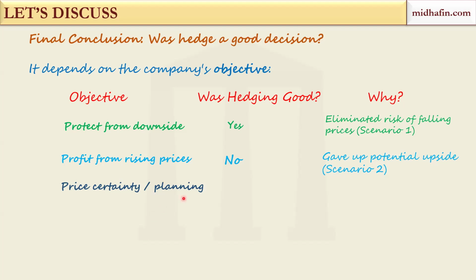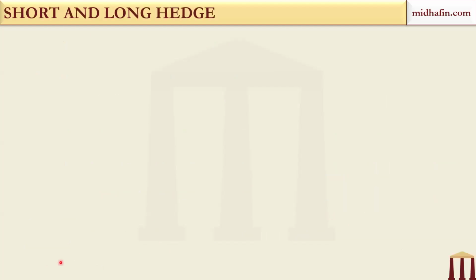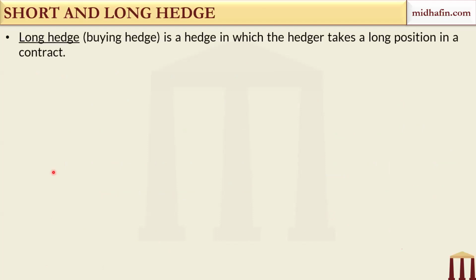Since the costs and revenue are known with certainty to the company, from a price certainty as well as planning point of view, it was a very good decision. It locked in a known price at $54. So overall, hedging is a good decision if the company's goal is to eliminate uncertainty. Okay, so that is the idea. Now let's come to the opposite kind of hedge, the long hedge, or buying.